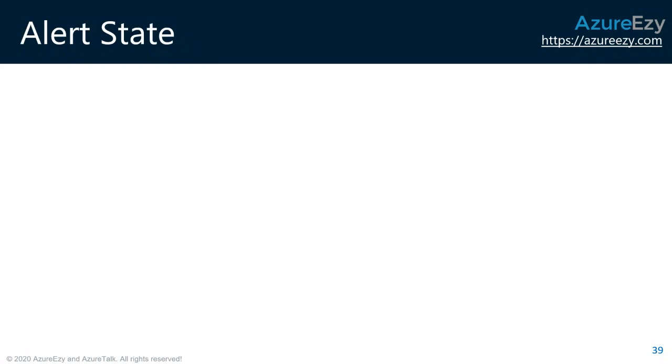Then whenever an alert is triggered, what will happen? Your alert generally has 3 states. When a new alert is triggered, it has a new state.